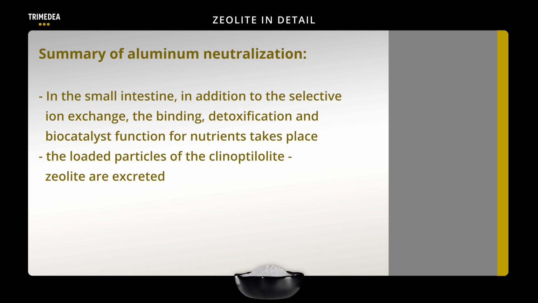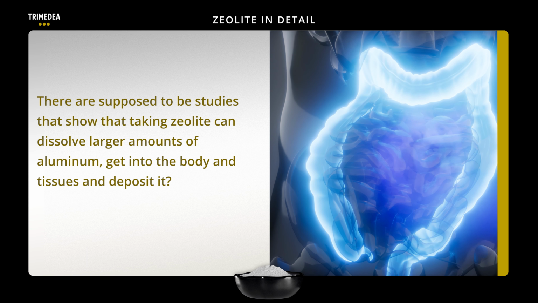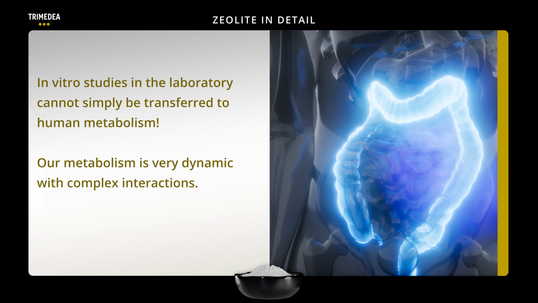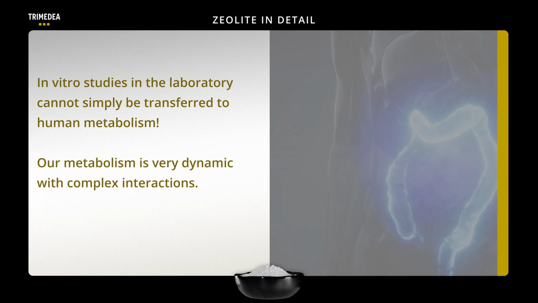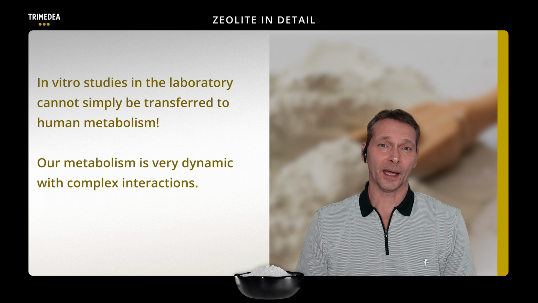There are supposed to be studies that show that taking zeolite can cause larger amounts of aluminum to dissolve, enter the body and tissue, and be deposited. But in vitro studies in the laboratory cannot simply be transferred to the human metabolism. Our metabolism is very dynamic with complex interactions. The in vitro studies that show that aluminum is released in higher concentrations when zeolite reacts with our gastric acid have nothing to do with the biological reality.